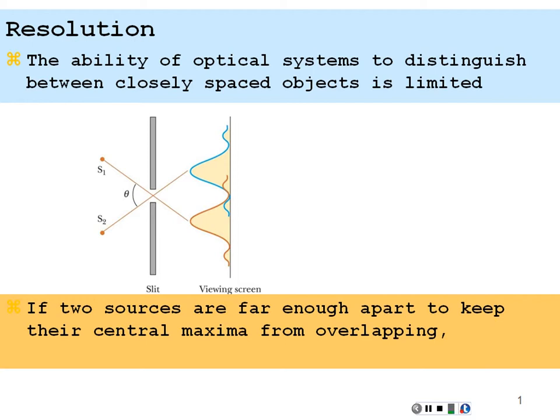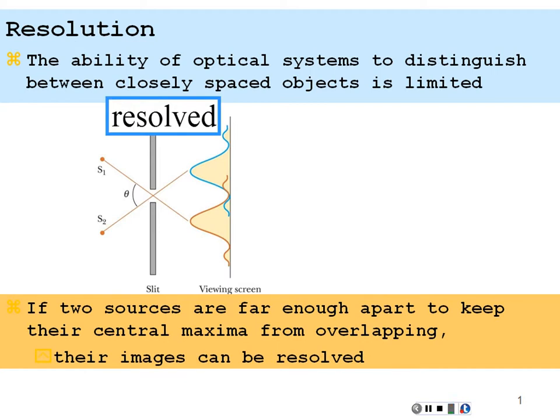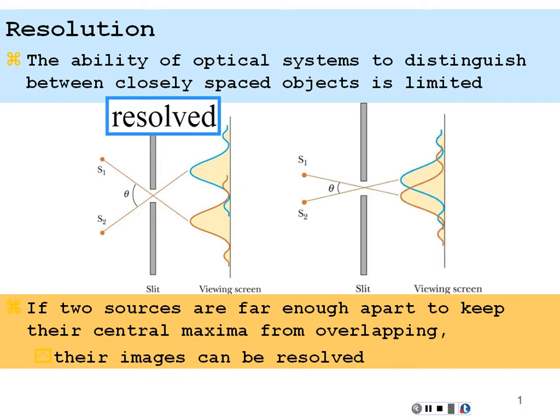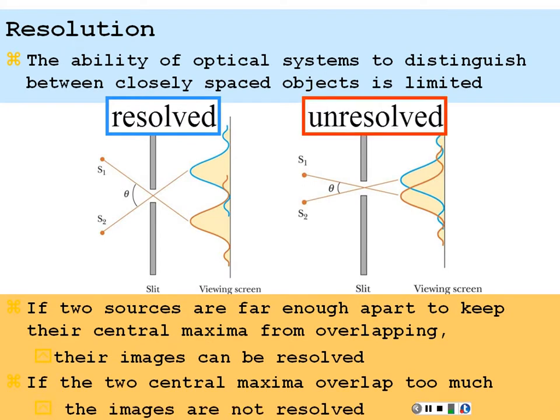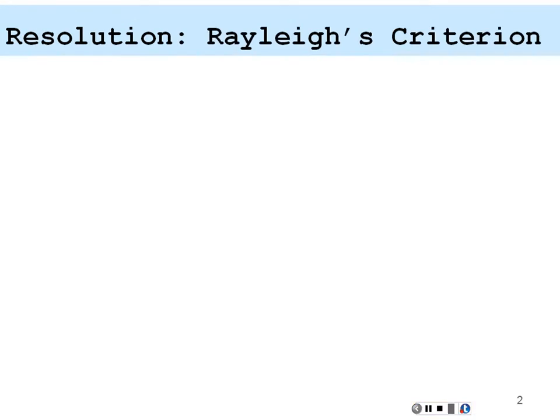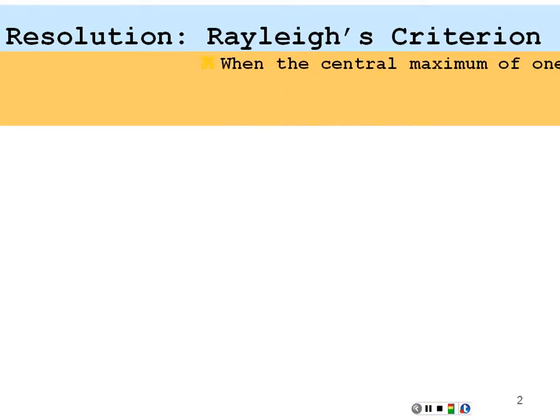If two sources are far enough away to keep their central maximum from overlapping, then we can resolve them, and so their images are said to be resolved. But if those maxima overlap too much so that we cannot distinguish between them, we say that they are unresolved. This leads to Rayleigh's criterion.